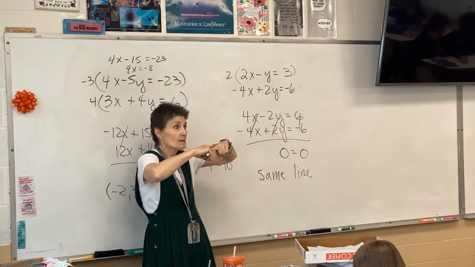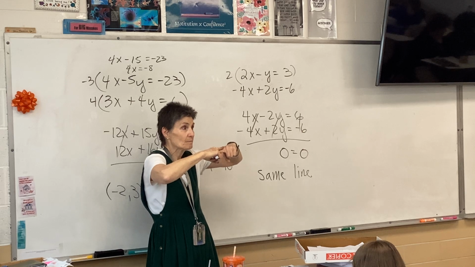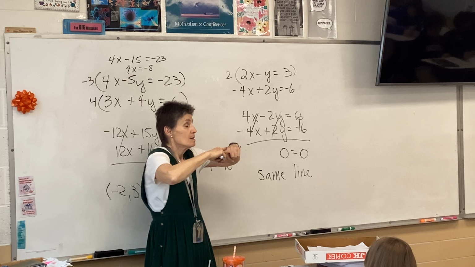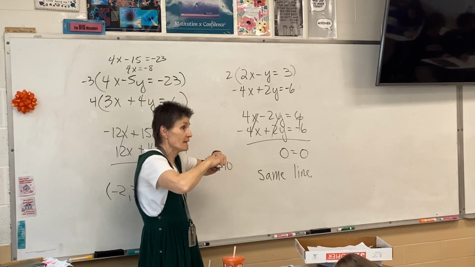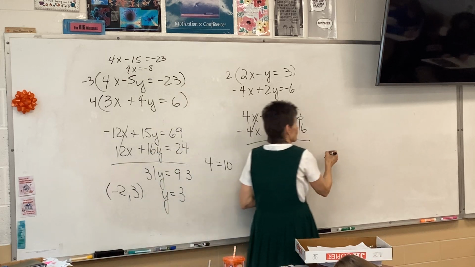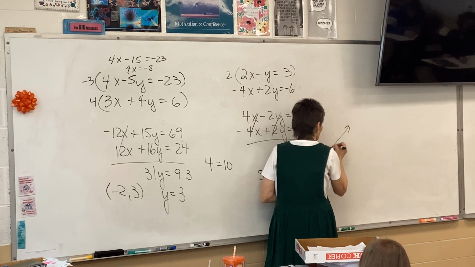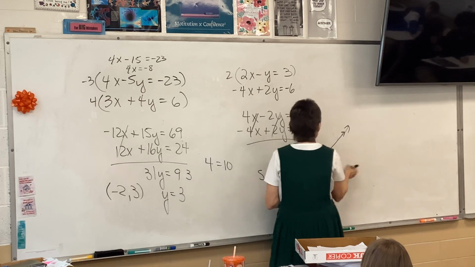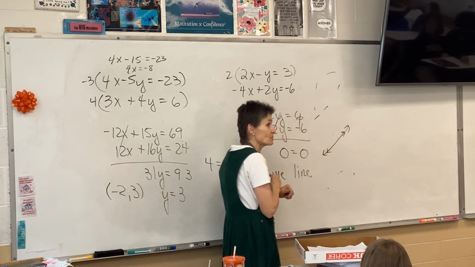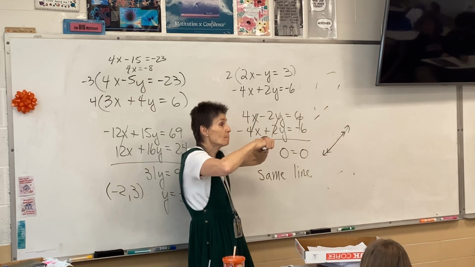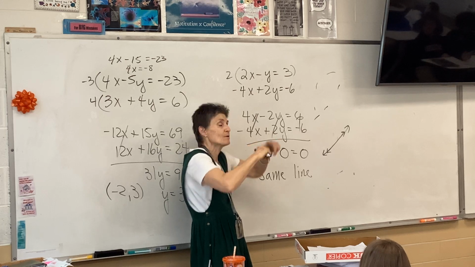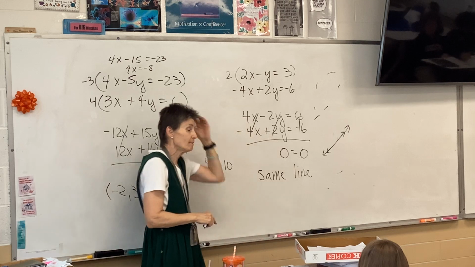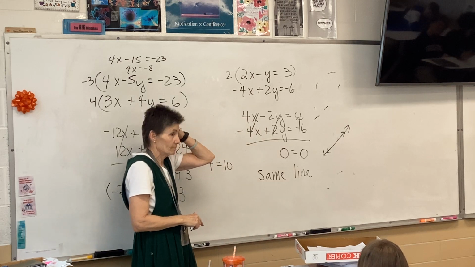Caitlin, what's the difference between saying same line and all real numbers? We're looking for the points where these lines intersect. If I drew them, I would get a picture that looks like this. They're right on top of each other. Is all of that part of the answer? No. Only the points on the line, and there's lots of them, but all of the points on the line are the answer. All real numbers is wrong.